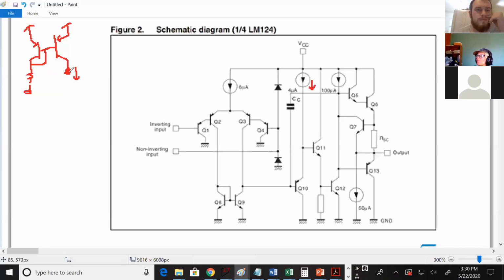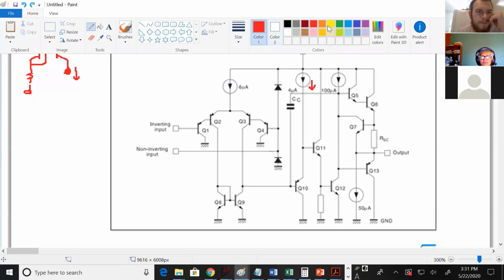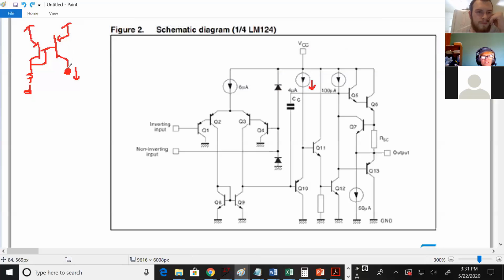But what's even a way to get an even bigger R at this node right here? Cascode the top one too. It would just be, so this whole circuit is what goes there. I should have done that in a different color. So I agree, cascoding increases the resistance seen at this node.